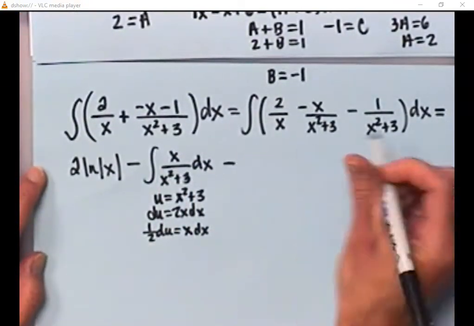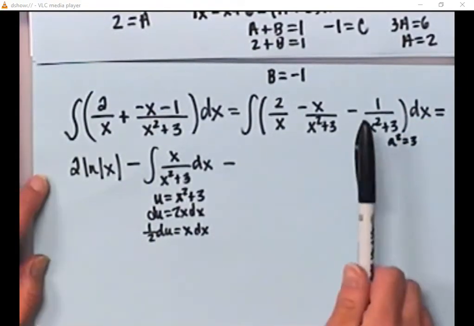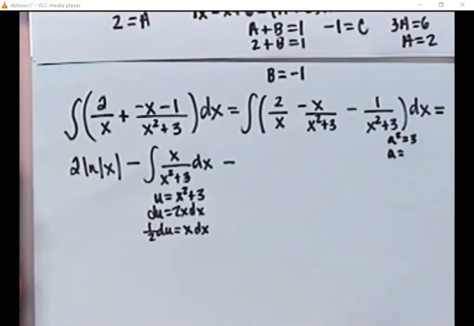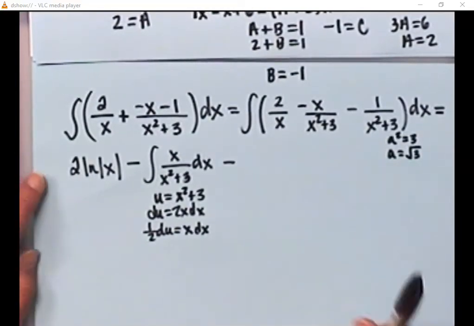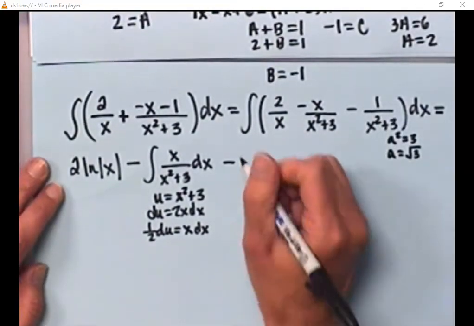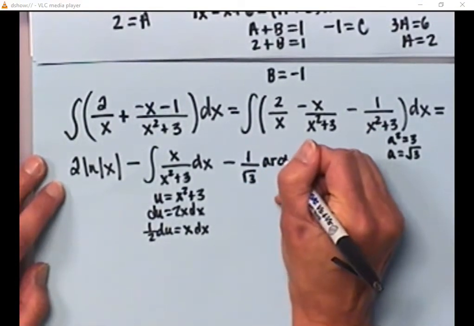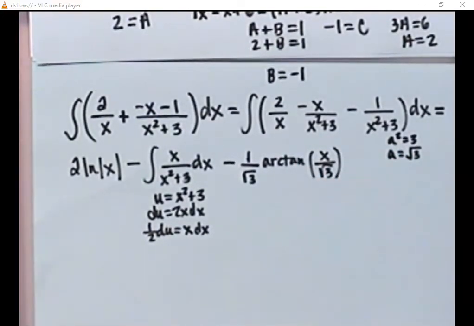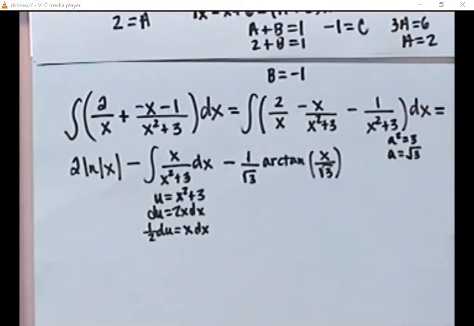And then this one here, remember this is your a squared is 3, right? So this is the form for arctangent where a squared is 3. What is a going to be? If a squared is 3, a would be square root of 3. So this one will match up to the arctangent, and so this will integrate to 1 over a arctangent of x over a. Okay, so that's the formula for the arctangent. You just need to figure out what the a is, and it's always 1 over a arctangent of x over a.